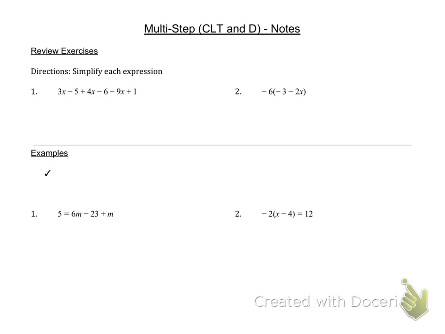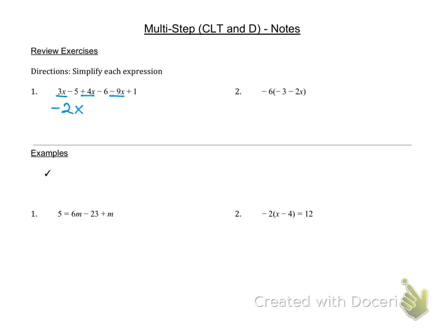Okay, the directions say simplify each expression. So number 1, we have 3x minus 5 plus 4x minus 6 minus 9x plus 1. So for this problem, I want to combine like terms. I want to first find all the like terms. So 3x, positive 4x, and a negative 9x, those are all like terms. So if I combine those, 3x plus 4x is 7x. 7x minus 9x is a negative 2x.